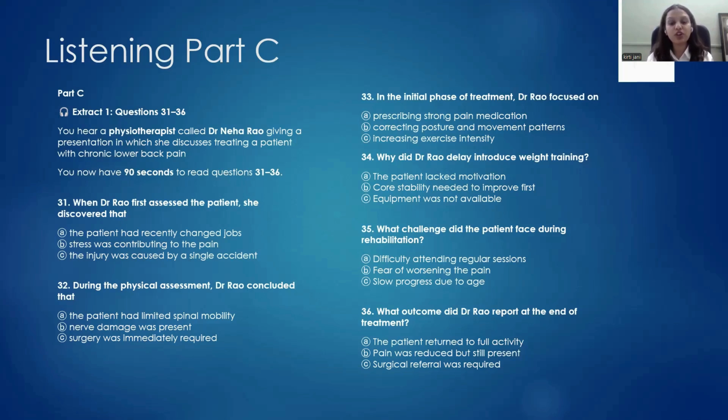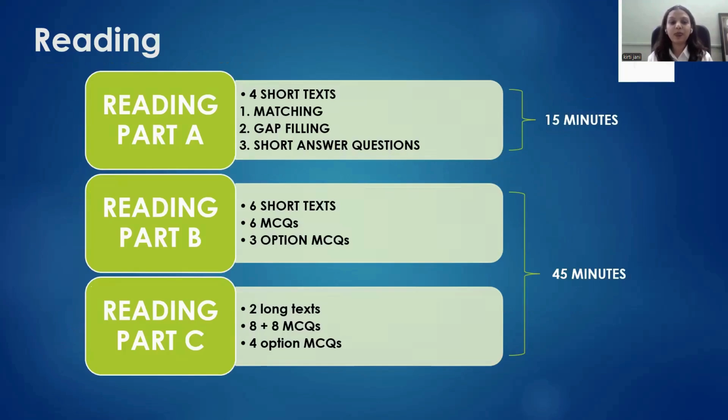Now let us see the structure of the reading subtest. The reading subtest has three parts, part A, B and C. But here the time management is important. You'll be given first reading part A only, that you need to complete within 15 minutes.